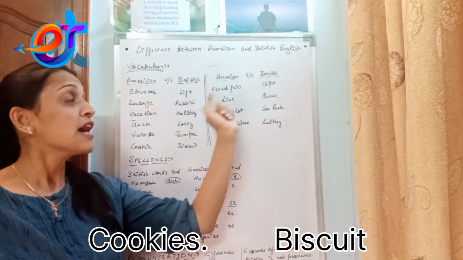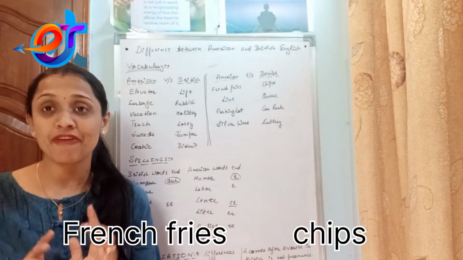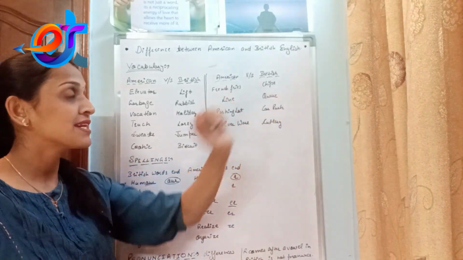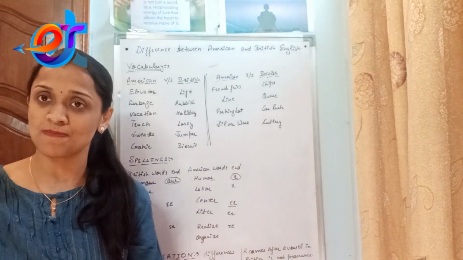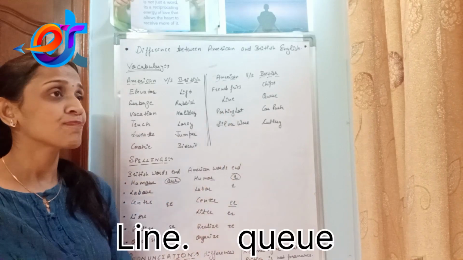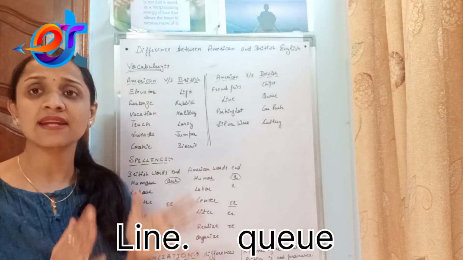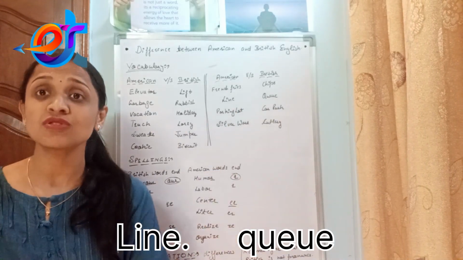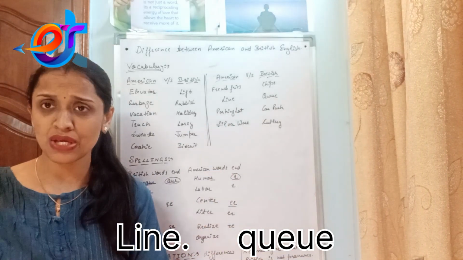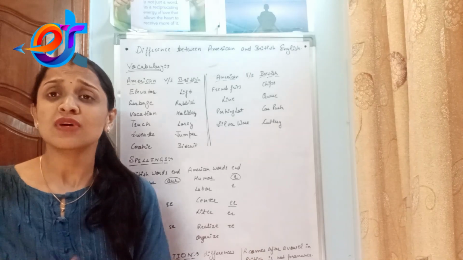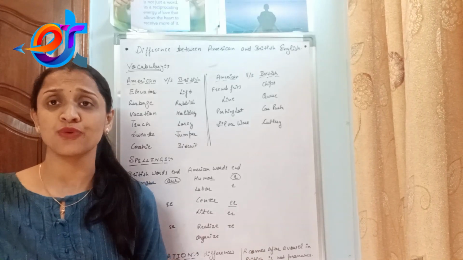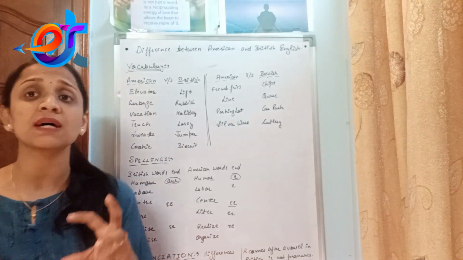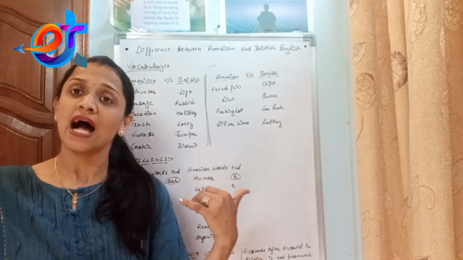The next one in American English is called French fries. My baby loves to have French fries. In the British it is used chips. Chips. Okay, in the next one it is used line. Stand in the line. Go in the line. Whereas in the British it is used queue. Queue. Stand in the queue. So it depends on you what vocabulary you use, either American or British. And remember, you have to learn the pronunciation of that vocabulary accordingly.